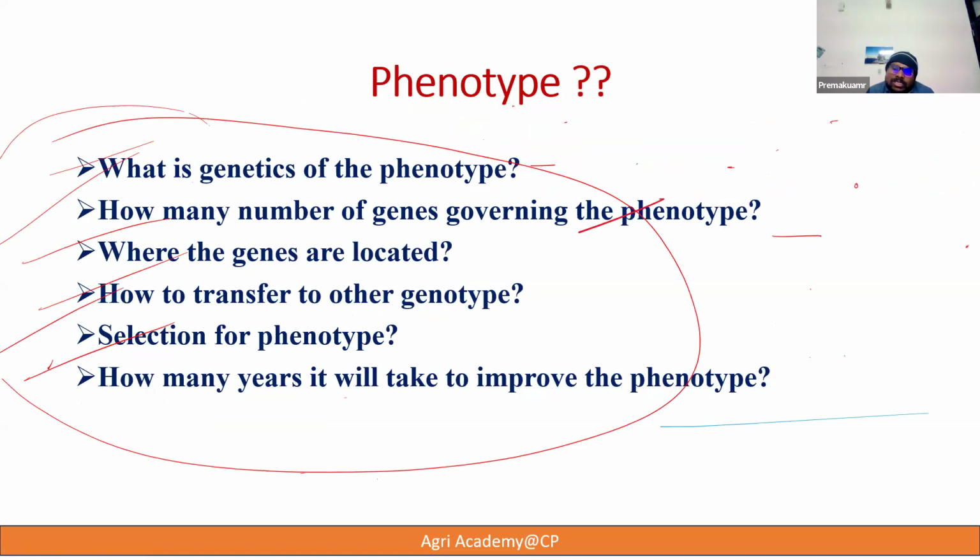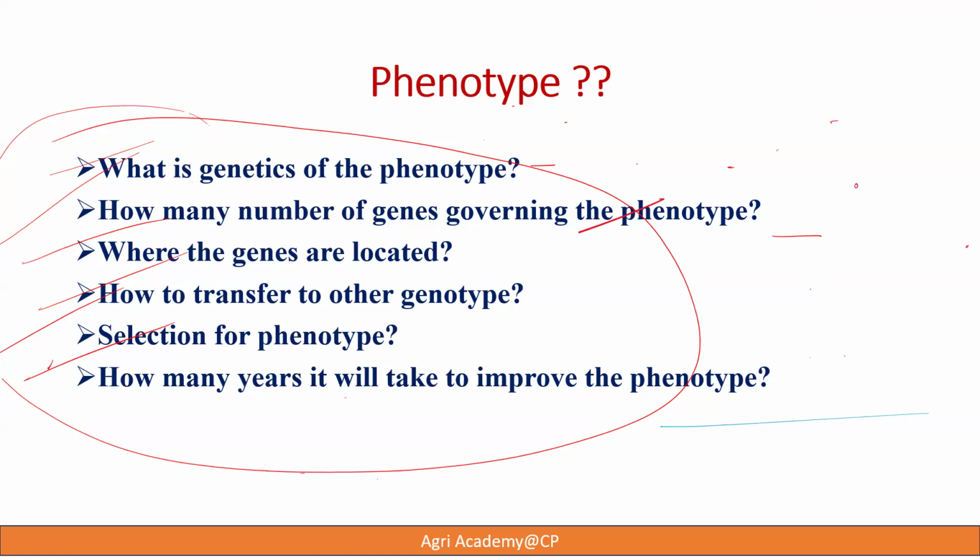Why? See, male sterility is governed by how many genes normally? One. Have you heard about environment-sensitive genetic male sterility, photosensitive genetic male sterility? Yes, sir.